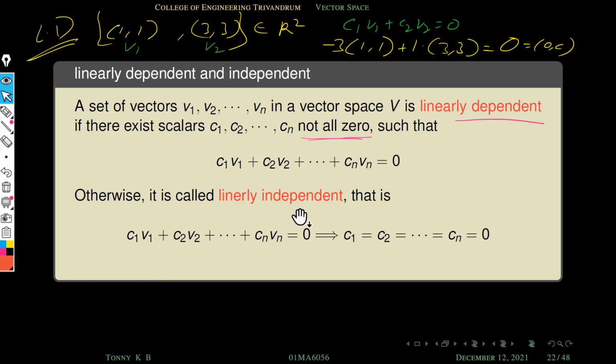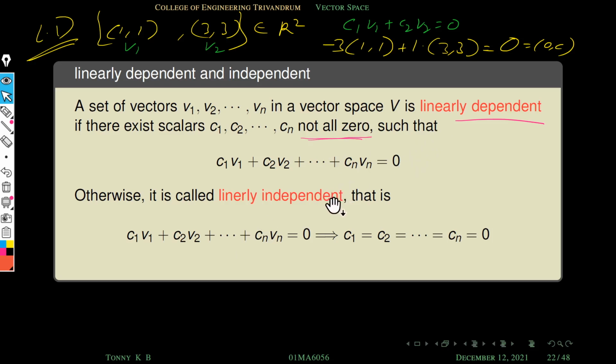Again, what is linearly independent? A set of vectors v1, v2, ..., vn is called linearly independent if c1 v1 plus c2 v2 plus ... plus cn vn equals 0 implies all the scalars are 0. Then we can say that it is independent. Suppose there exists at least one set of scalars, not all zero, then we can say that it is dependent.